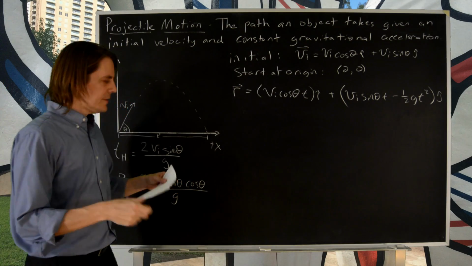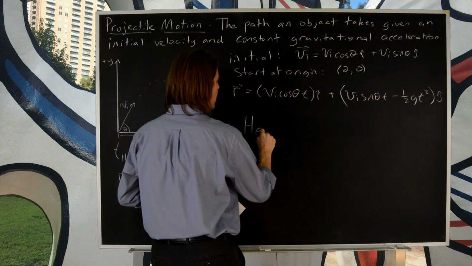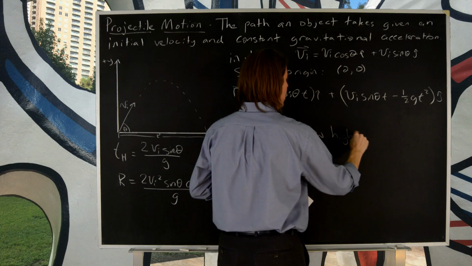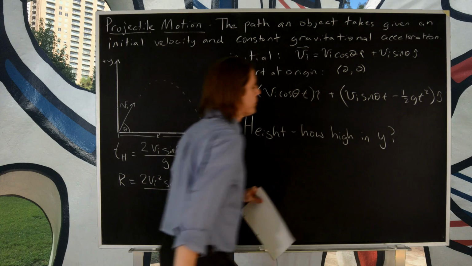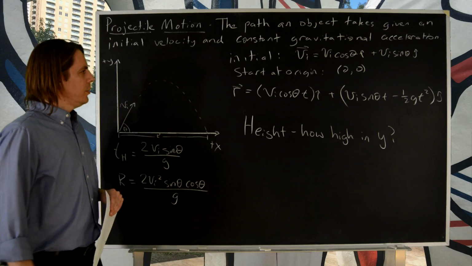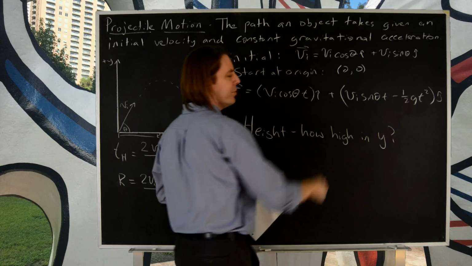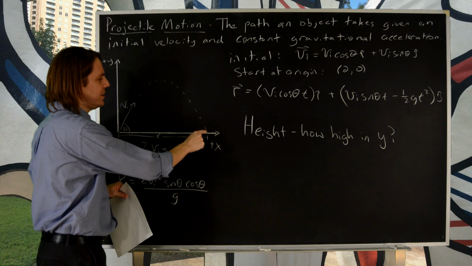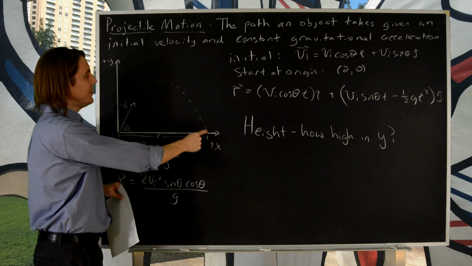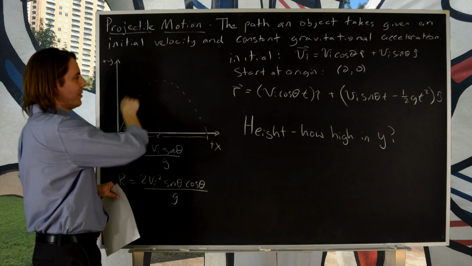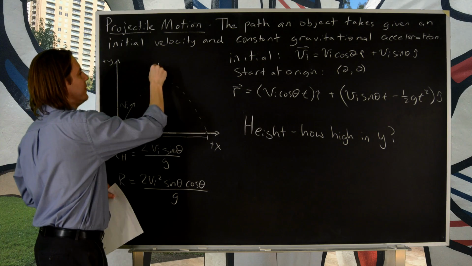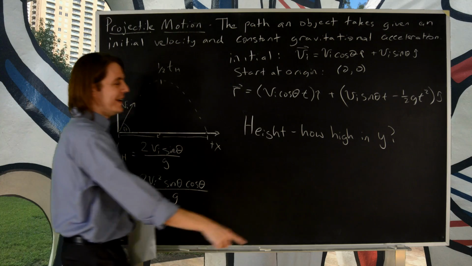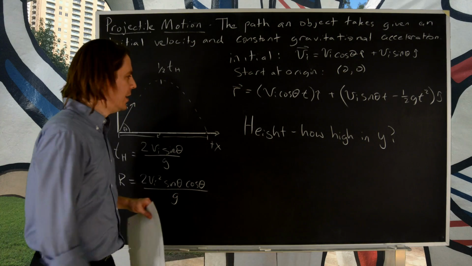Height. Let's see. Height, h. How high in y? Well, we could also just use the y component, but now we have to think: we don't really want to do it at t_h. We already showed that if you plug in t_h, the hang time, you get 0. But since this is a nice, uniform, symmetric trajectory, the top is at half the hang time. So all we really have to do is plug in half of this value into here, and that should be the height. So let's try that.